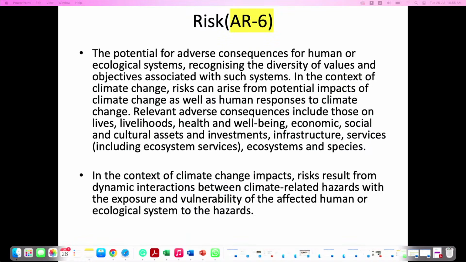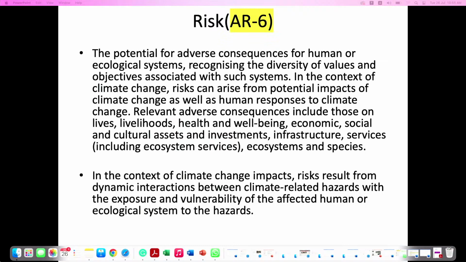Just to give you an example, it is the potential for adverse consequences for human or ecological systems, recognizing the diversity of values and objectives associated with such systems in the context of climate change. Risks can arise from potential impacts of climate change. This is with respect to climate change, but anyway it is relevant everywhere, as well as human responses to climate change. Relevant adverse consequences include those on lives, livelihood, health and well-being, economic, social and cultural assets and investments, infrastructure, services, including ecosystem services, ecosystems and species.